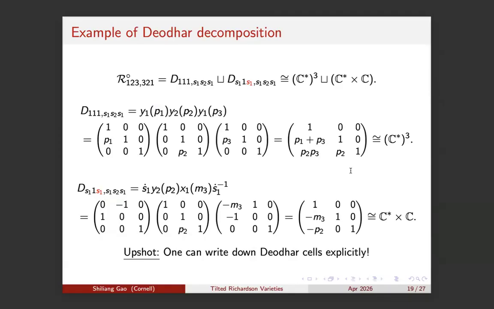So one can explicitly parameterize the Deodhar cell by taking products of matrices. Really, we have some two by two small matrices that we embed inside this three by three larger matrix. Here, this is the two by two matrix 1 0 p11, 1 0 p21, and 1 0 p31. We take the product, and similarly for the other case.